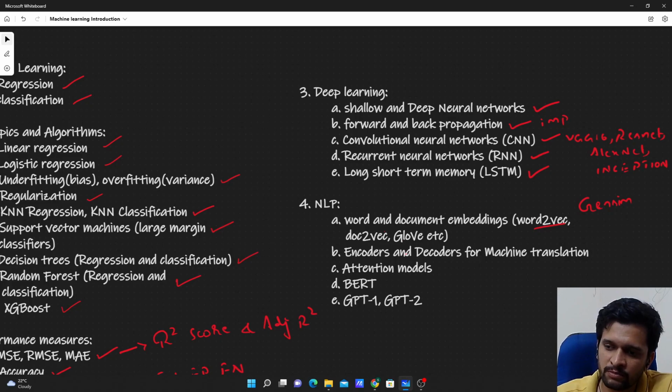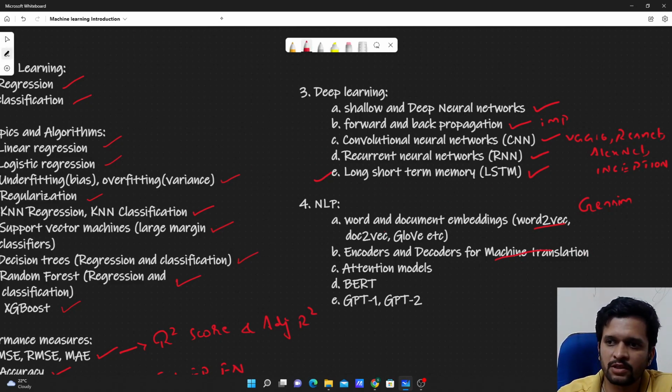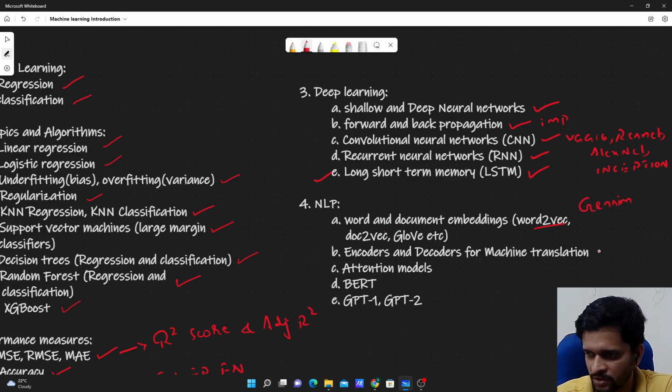Then I will talk about the encoders and decoders part with respect to NLP. We can make use of LSTM with respect to encoders and decoders for machine translation. Please remember this, machine translation is something which is for language translation. If you just think of converting some sentence from English to French or German, we can make use of such encoders and decoders architecture. So that is with respect to machine translation.